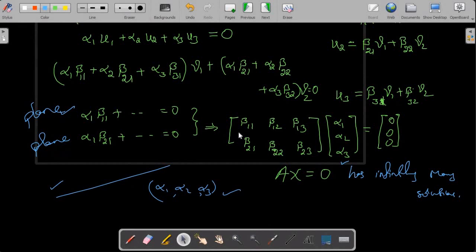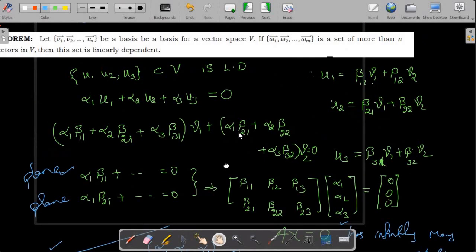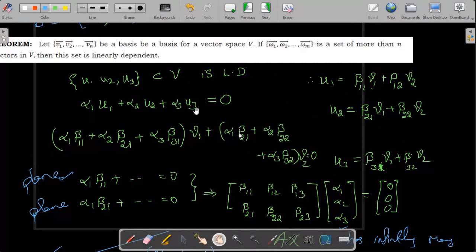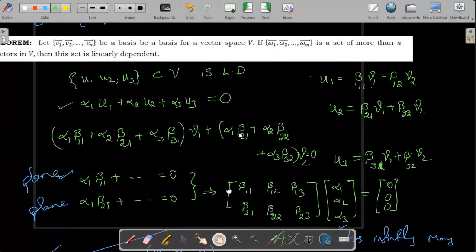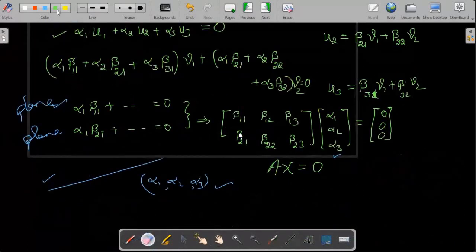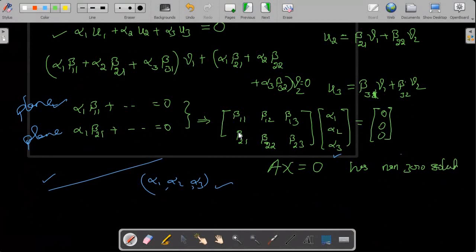So we came to know that this linear system has a non-zero solution. It means it is possible to find a linear combination that is equal to 0, but not all scalars are 0. So let me write it here. This has non-zero solution. This implies that this set u1, u2, u3 is linearly dependent.